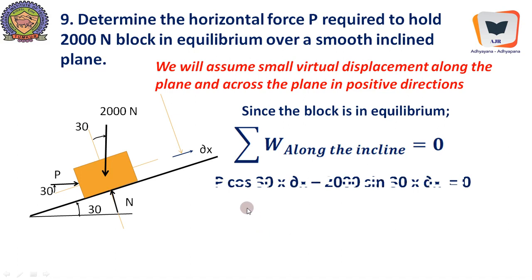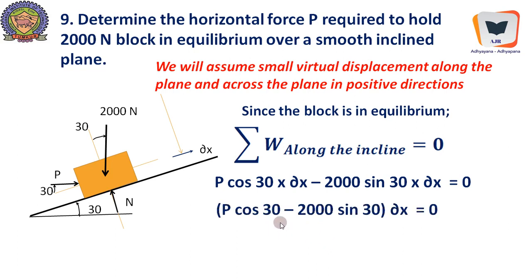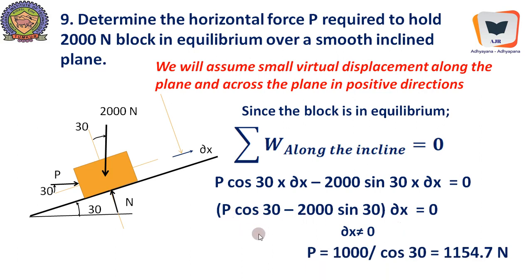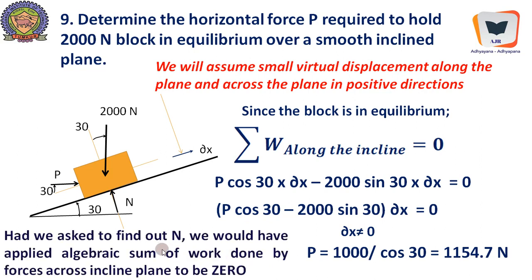So let us see that. P cos 30 into del x, which is positive, minus 2000 sin 30, which is the horizontal component of 2000, into del x. Del x is positive. When you simplify this, we will get del x out as a common factor. Del x cannot be equal to 0 because we have only given the virtual displacement under the ambit of the principle of virtual work. Therefore the expression within the bracket must be equal to 0. So when we simplify this, we will get the value of P to be equal to 1154.7 Newton.